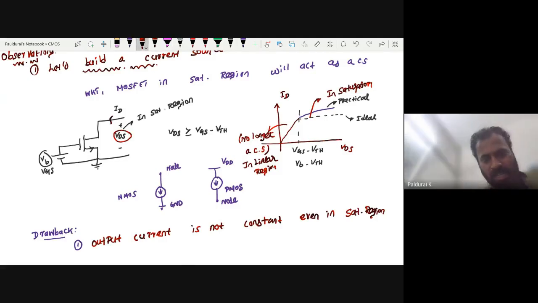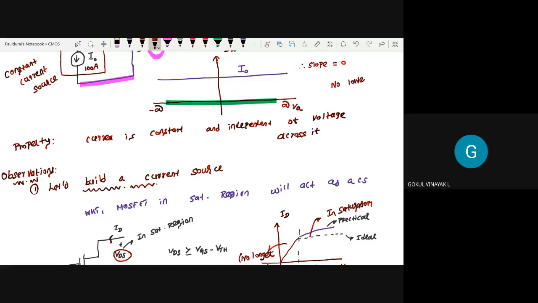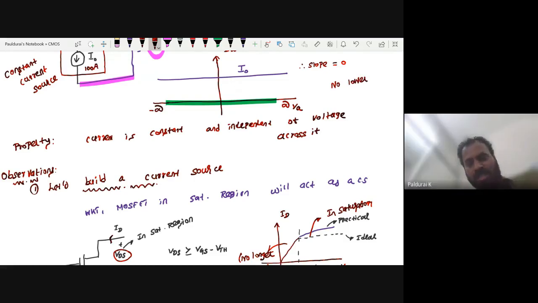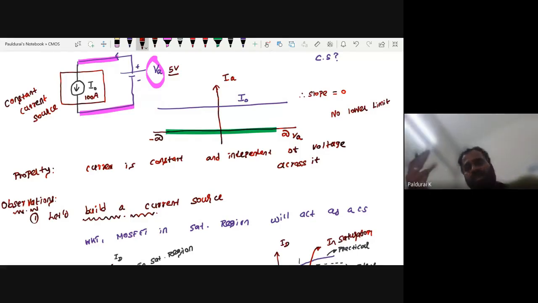The second drawback is another one, quite interesting. What about the limit here? What about the lower limit? Is there any lower limit? Not VGS minus VTH. I am asking about the ideal constant current source. Minus infinity, ideal, minus infinite. So there is no lower limit, right? You can vary it if you want. You can go to minus 100, or if you want, minus 1000, minus 2000. There is no lower limit.